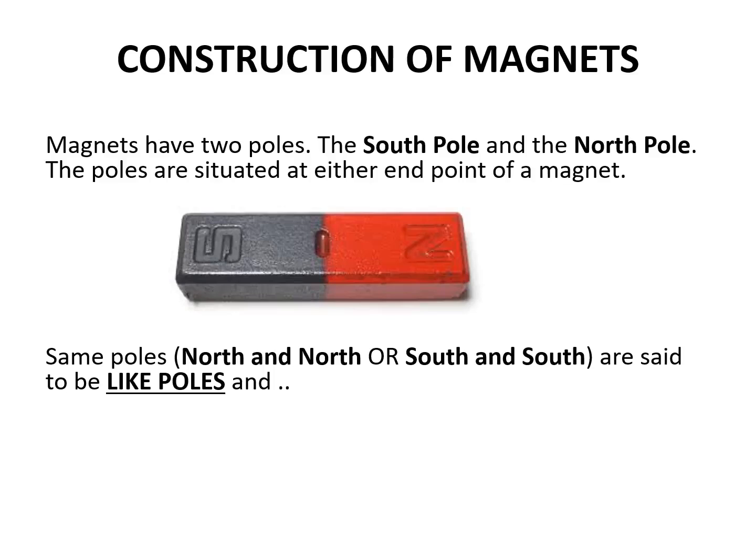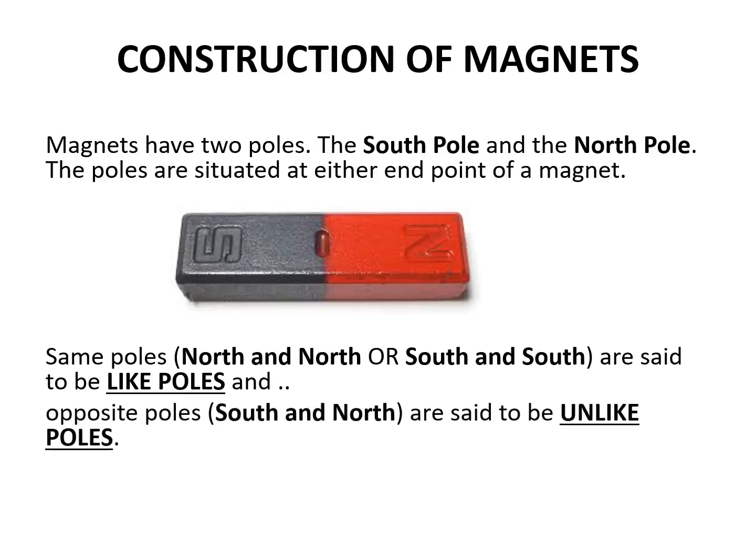We are saying same poles, which is north and north, if you've got two different magnets, are said to be like poles, and south and south as well are said to be like poles. And opposite poles, meaning south and north, are said to be unlike poles. So if you've got two magnets next to each other and you bring north to the south, you must know that you are bringing unlike poles together.